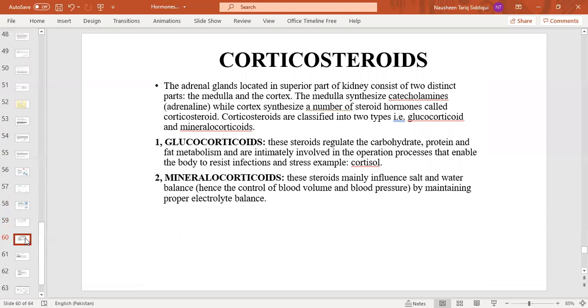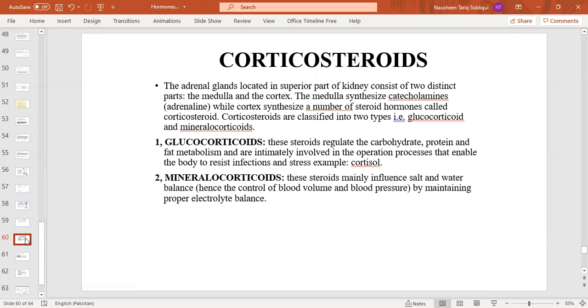Corticoids, corticosteroids. The adrenal glands, located in the superior part of the kidney, consist of two distinct parts, the medulla and the cortex. The medulla synthesizes catecholamines, while the cortex synthesizes a number of steroid hormones called corticosteroids. Corticosteroids are classified into two types, that is glucocorticoids and mineralocorticoids. Glucocorticoids regulate carbohydrate, protein, and fat metabolism and are intimately involved in the process that enables the body to resist infection and stress, for example cortisol.